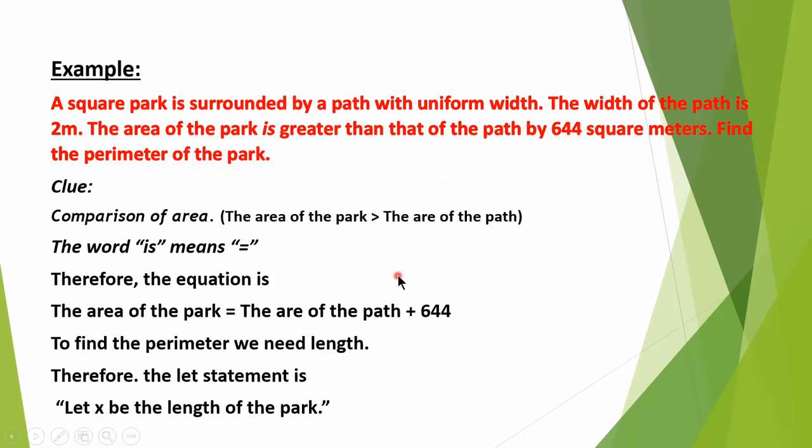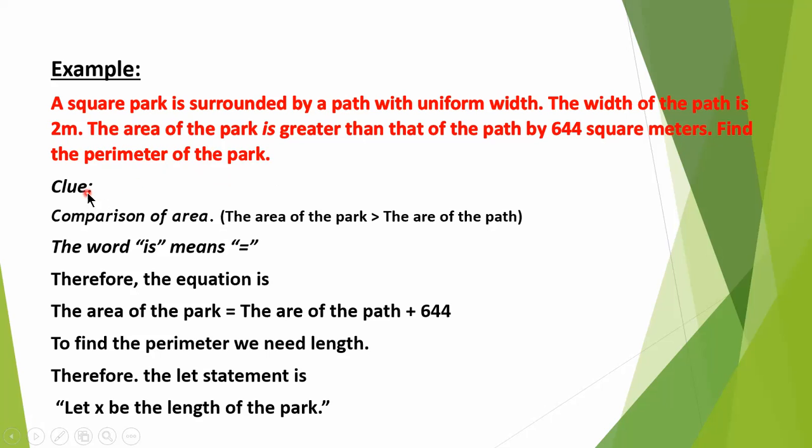Let's take an example and discuss how to solve it. A square park is surrounded by a path with uniform width. The width of the path is 2 meters. The area of the park is greater than, that is the clue, comparison, the area of the path by 644 square meters. Find the perimeter of the park.